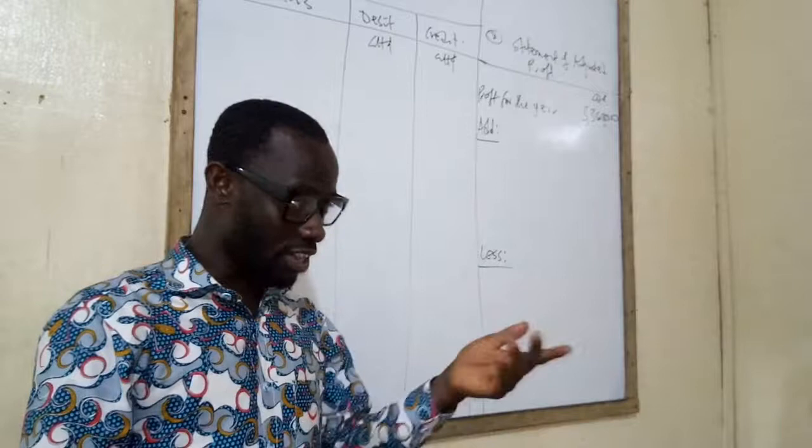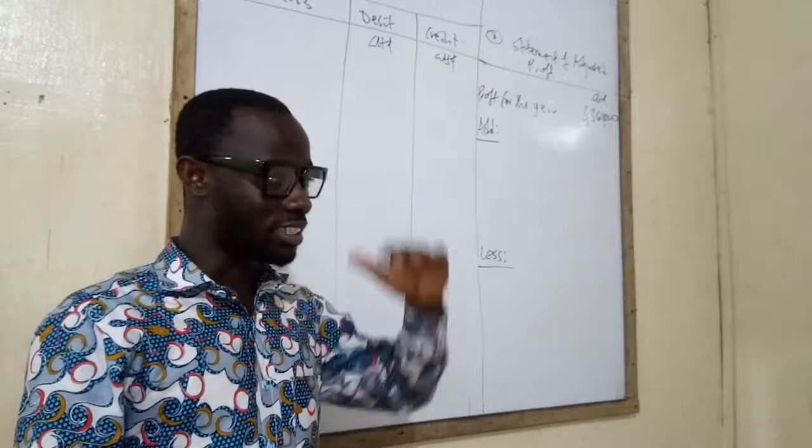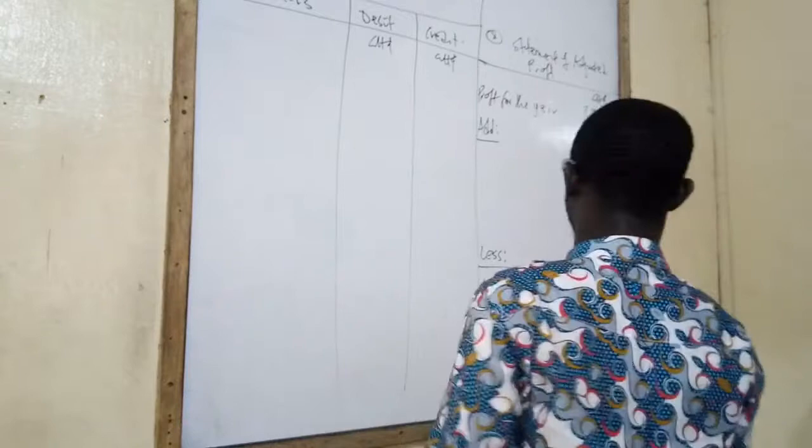Why will your profit increase? Because this deduction should have been subtracted, but was not subtracted. So your profit has increased. So right now, you have to subtract it from your profits. So insurance premium.